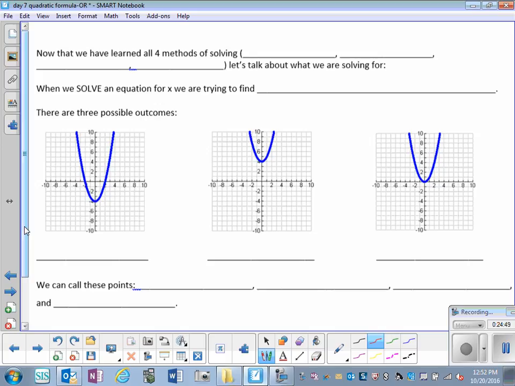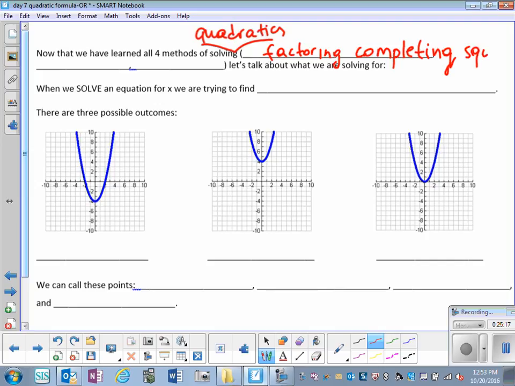So now that we have learned all 4 methods of solving quadratics, what are the four methods that we learned again? Factoring, completing the square, quadratic formula. Quadratic formula was today, yeah, and then square root method. I'll just put square root. Square root method.